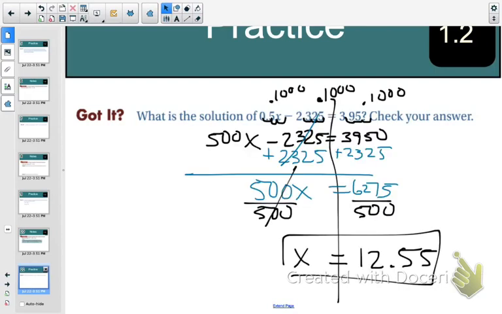Alright, so for this one to clear out the decimals, I multiplied by 1,000, since that middle term right here, the 2.325, has 3 decimal places. So I multiplied everything by 1,000, got this, and solved that, and it came out to be x equals 12.55. So hopefully that's what you got. Maybe I'm wrong, who knows.